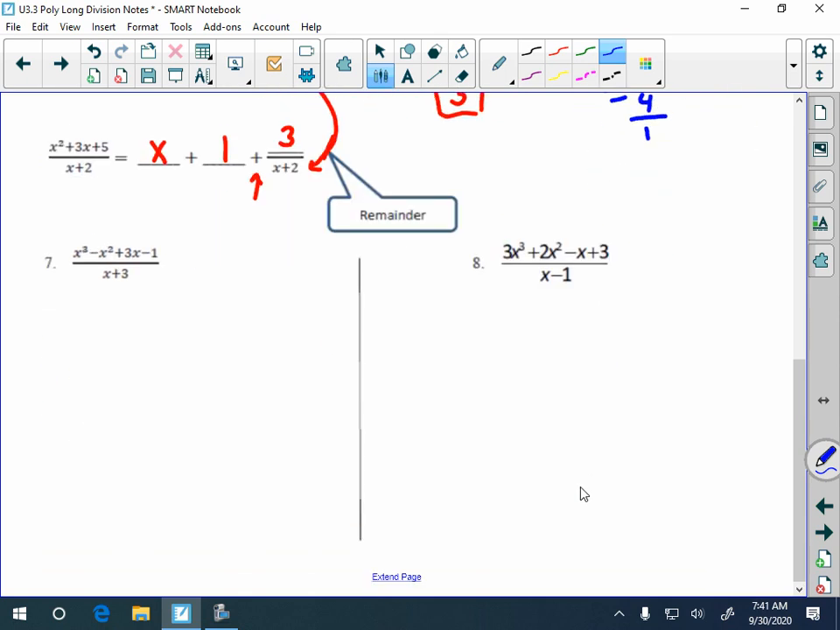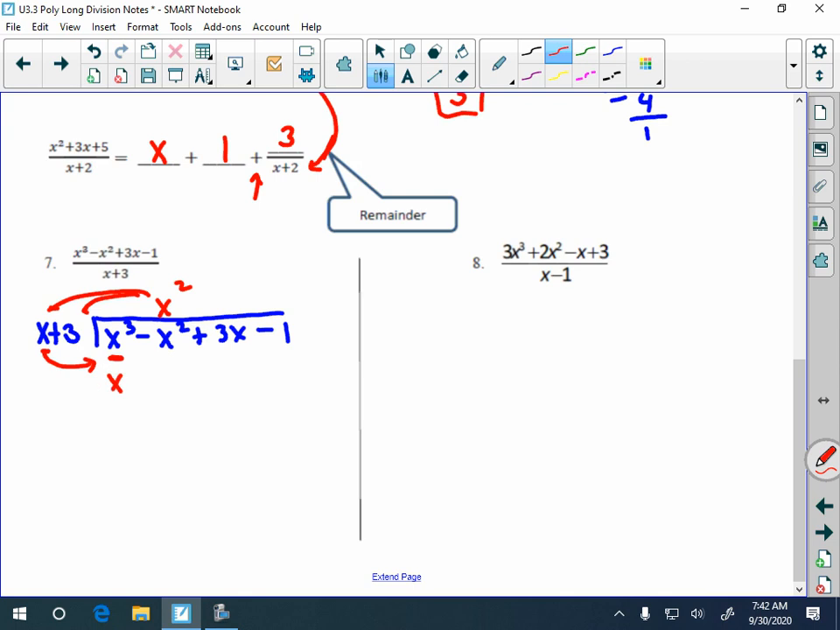All right, so number 7, x plus 3. And we're not missing any exponents. All right, so x and x to the third are what we're looking at. So x times what is x to the third? So it's x squared. Take the x squared and distribute. So that's x to the third plus 3x squared. Draw a line underneath.